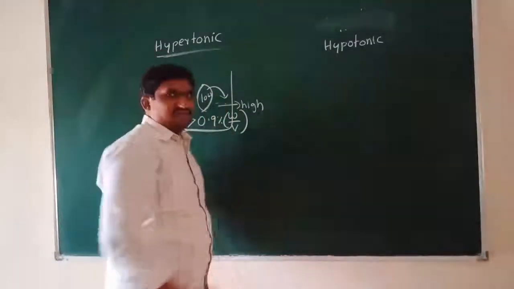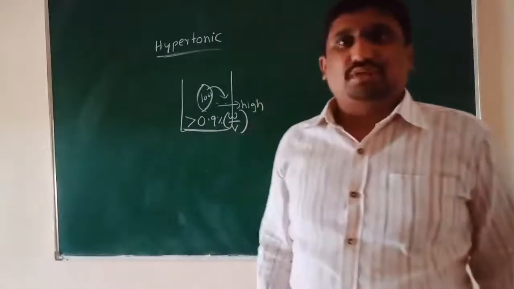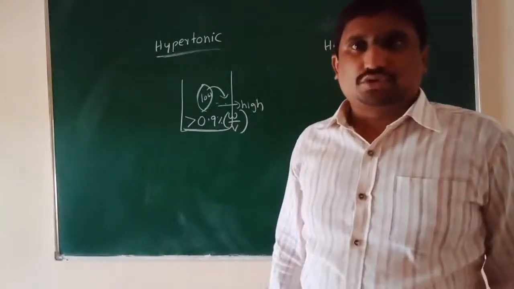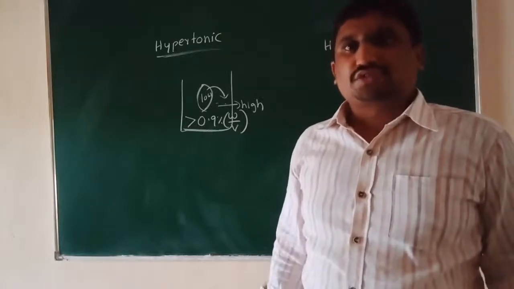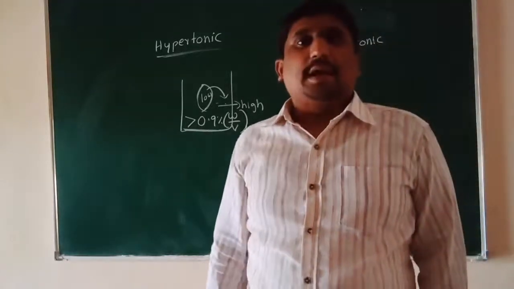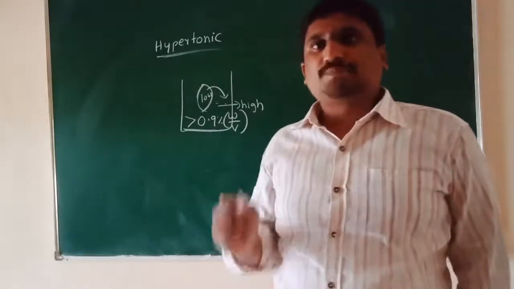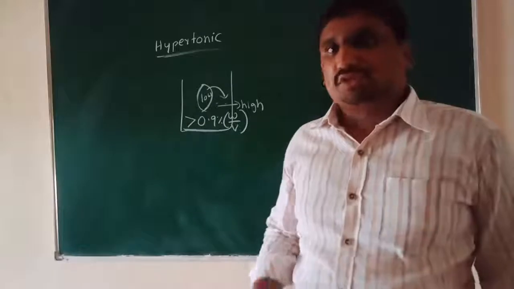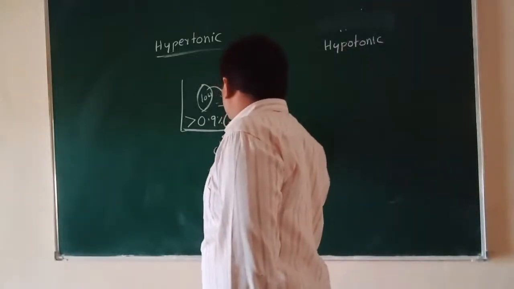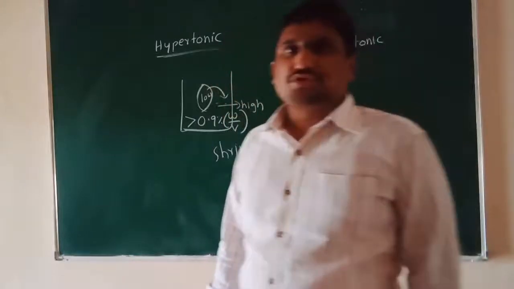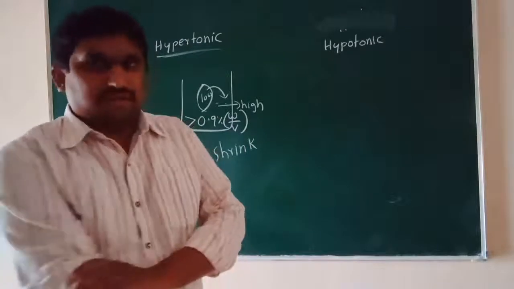Hence the size of a blood cell kept in a hypertonic solution decreases. This we call shrinking. This is a very important question that is asked in periodical exams. What happens to the size of a blood cell kept in a hypertonic solution? Its size decreases, and this phenomenon we call shrinking.